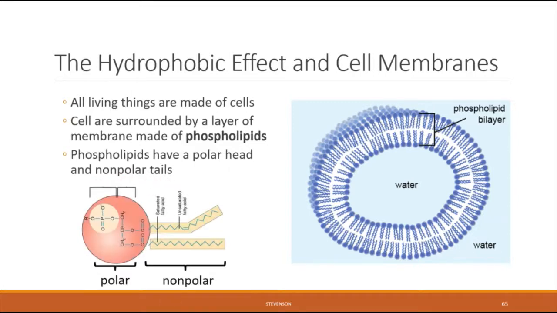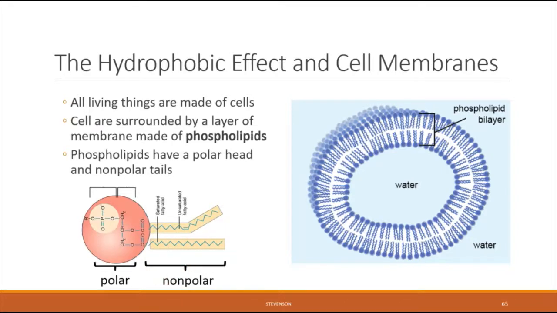And here's what a phospholipid looks like. It kind of looks like this little jellyfish thing. It's got what's called a head here, where electrons are shared very unequally. This is the polar end of the molecule. And then over here, electrons are shared equally in the nonpolar tails, of which there are two.